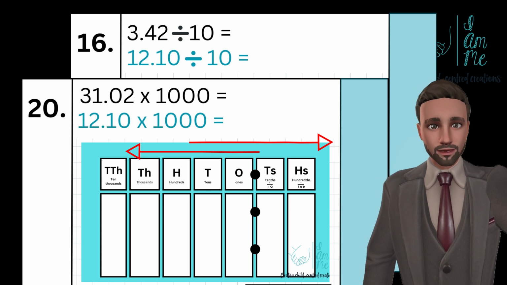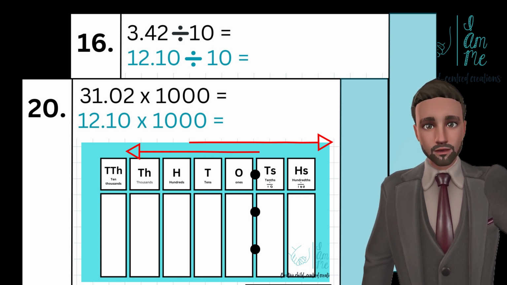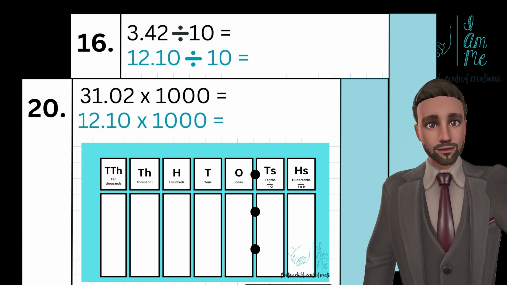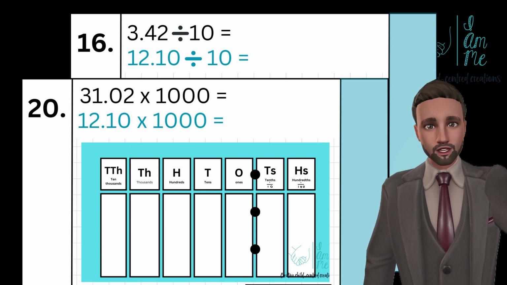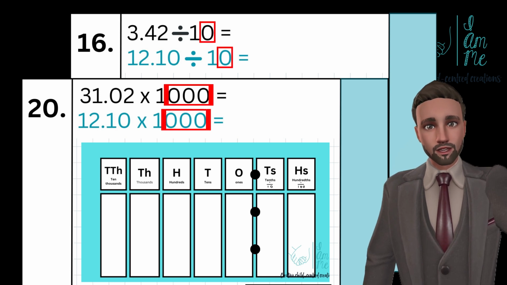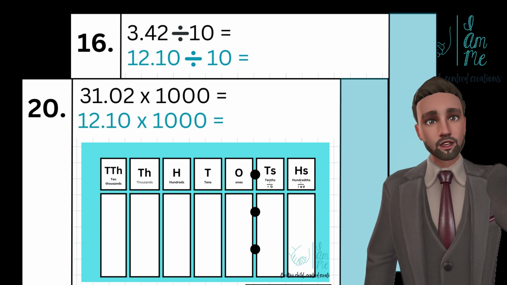I normally remember that when I divide by a whole, I make the number smaller, and when I multiply, I make my number bigger. But how many times do you move your number? That's simple too. However many zeros there are in the number that you're dividing by or multiplying by is the amount of place value columns you move.